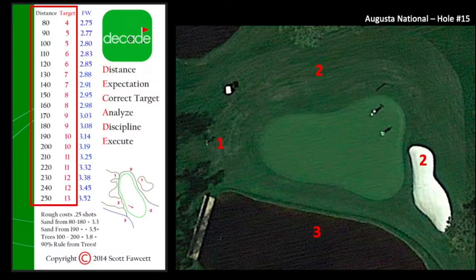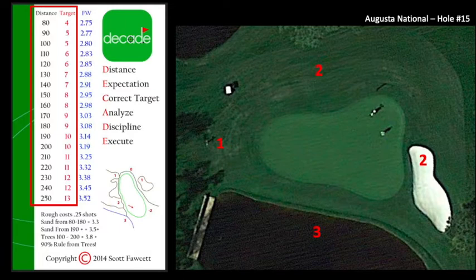Moving on to the approach side of golf, as you can see on the left-hand side, Scott has created a Decade card. On the left-hand side, we have each distance, and we have a target adjustment number next to each of those. We'll be using that more in the examples ahead, but keep that in mind. Moving on to the right-hand side, this is Augusta National hole number 15. It's a par 5, so we're going to talk about the approach into this hole. What you can see is that I have labeled front, left, right, and back behind the green.